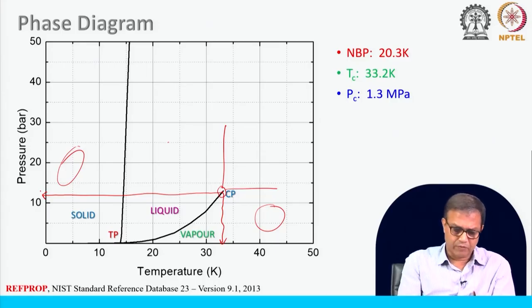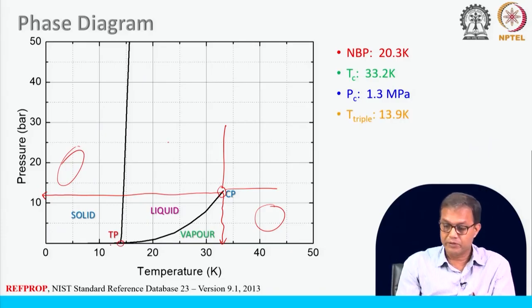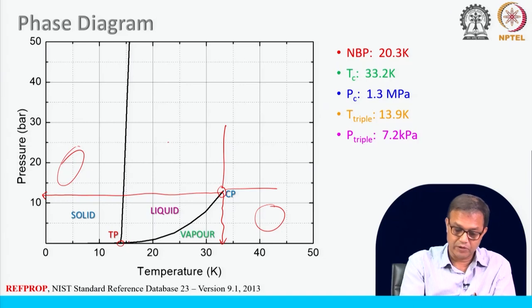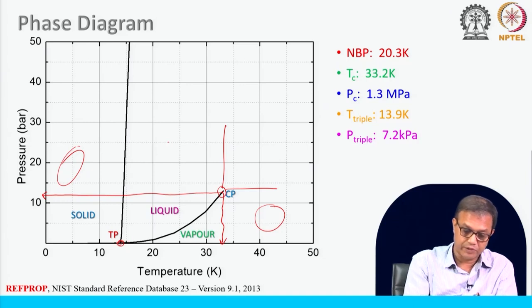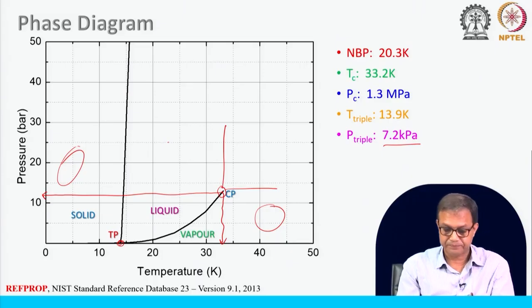Again I tell you that it is difficult to figure it out from this graph, but the triple point temperature is 13.9. This 13.9 can be easily obtained from here, but the corresponding pressure is difficult to understand from this graph. So, these are some parameters or numbers we have to remember, particularly for hydrogen.